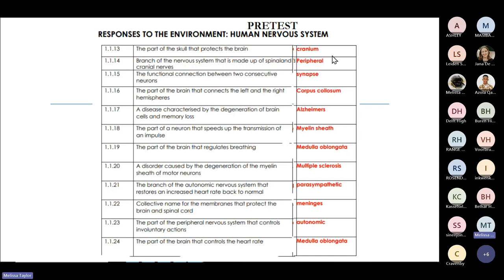Please remember that if a term has two words in it, both of them need to be present. And the word should be spelt as correctly as possible without changing its meaning. So something like corpus callosum, just remember, should not be corpus luteum.